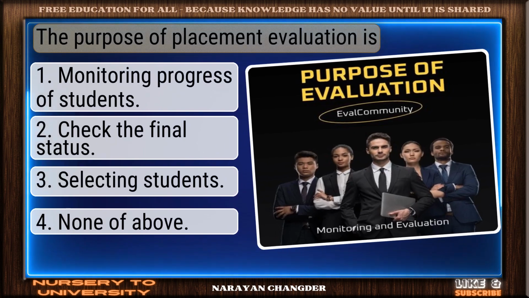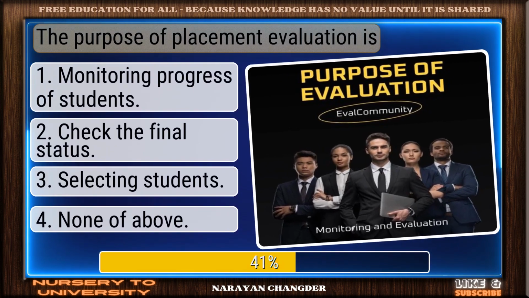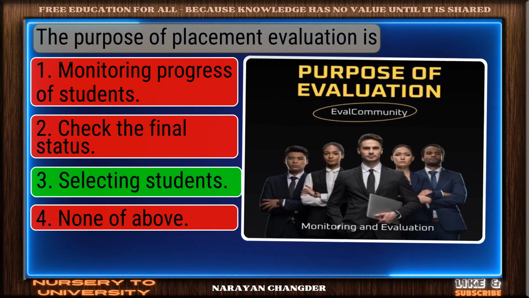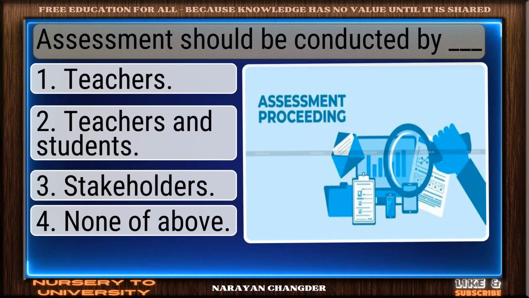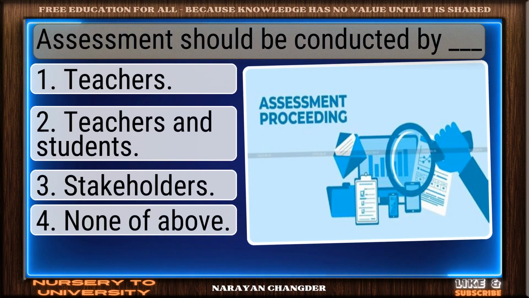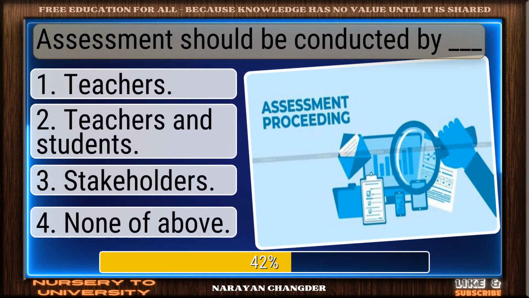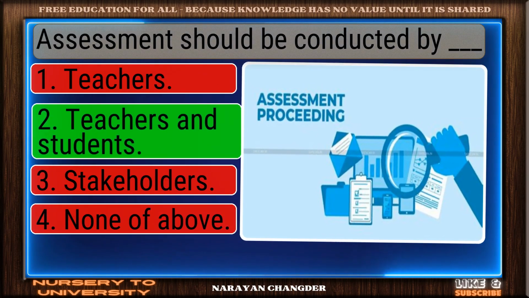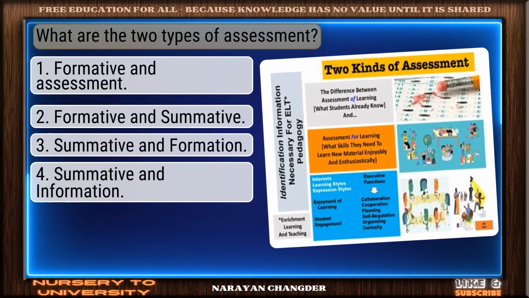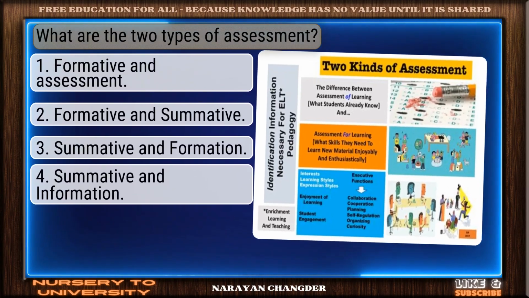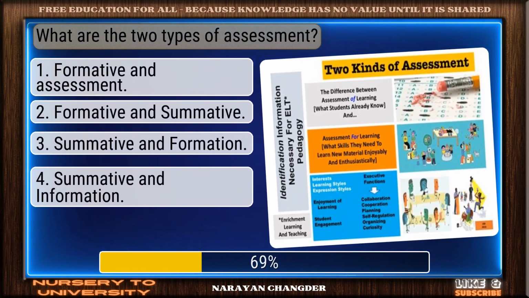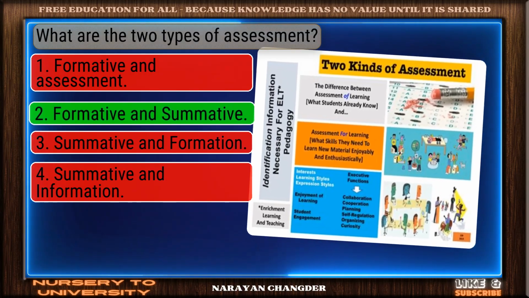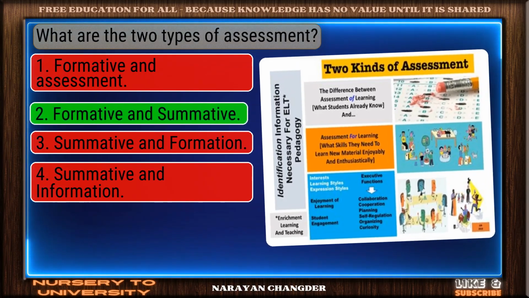The purpose of placement evaluation is. Well reasoned. Selecting students is the correct choice. Assessment should be conducted by dash. On track. Teachers and students is the correct answer. What are the two types of assessment? Excellent choice. Formative and summative is the right answer.